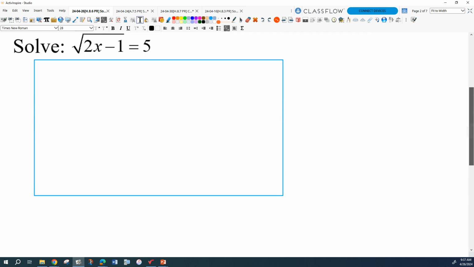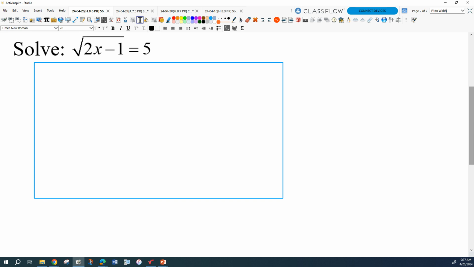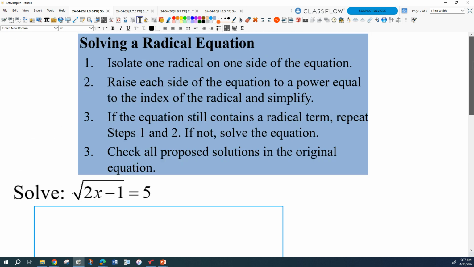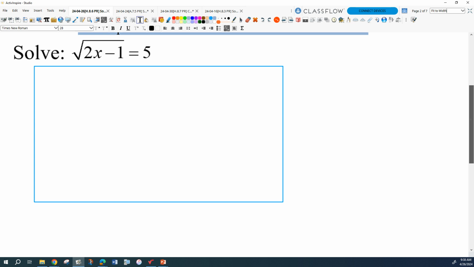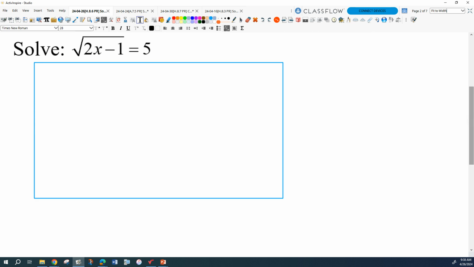So what's that involve here? What would I have to do first? First is isolate a radical. Do I need to do anything? No, that's already done, right? I've already got a radical on one side of the equation that's isolated. So what's my first step then? I have to square both sides because that's a square root.